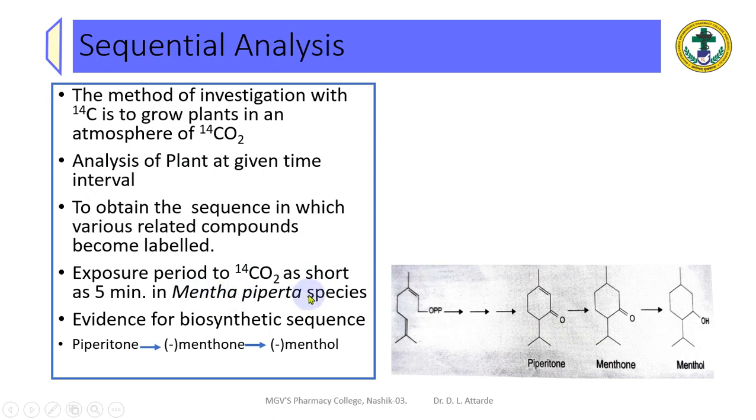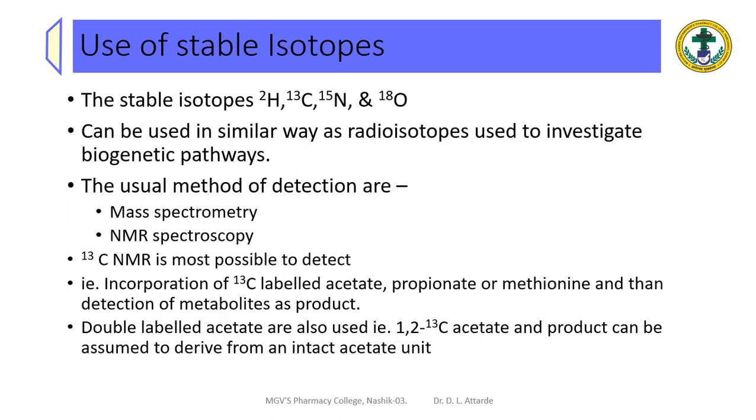Here the Mentha piperita species is used, where the plant is allowed to grow in a carbon dioxide environment labeled with carbon 14 for 5 minutes. The compounds isolated in sequence show the presence of piperitone first, later menthone, and then menthol. So it shows that piperitone forms initially, then menthone, then menthol at the end. The sequence in which the products are found sets the path of how they form in a particular manner inside the plant body. That is a case study in the Mentha piperita species.